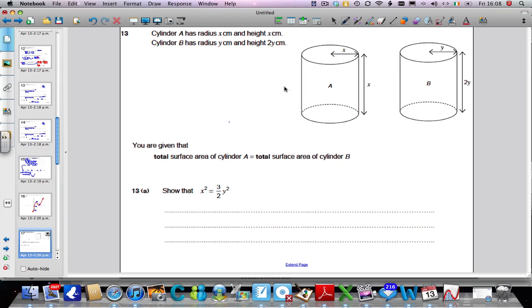Okay, we've got a couple of cylinders here with dimensions x and y, and we're told that the total surface area of A is the same as the total surface area of B, and we're given this to show. So let's work out the total surface area of A. The total surface area is going to be the bottom circle, the area of which is pi times radius squared, so pi x squared. The top circle is the same, so that's pi x squared. And the curved surface area is pi times the diameter times the height. Now the diameter is 2x, so that means it's going to be 2 pi x squared.